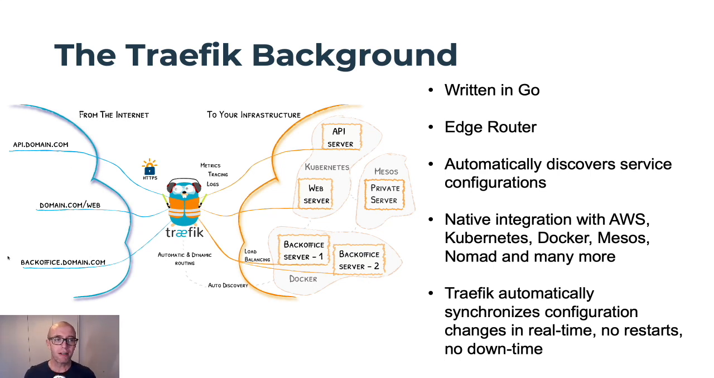And you can see in this diagram here, on the left-hand side, we have from the internet. So we have API domain, we have domain.web, back office domain, and then our infrastructure. So Traefik is basically combining these two worlds. And that's really the benefit. It's automatically discovering what's coming, so the ingress communication, and then translating it to our infrastructure. And as I mentioned before, it natively integrates with all these services here that you see on the screen, and it synchronizes changes based on your orchestrator. Brilliant.